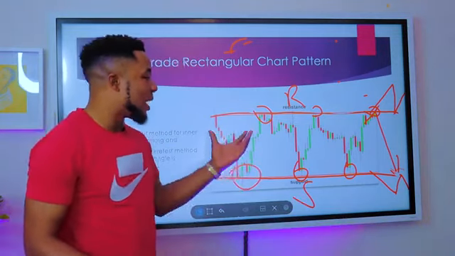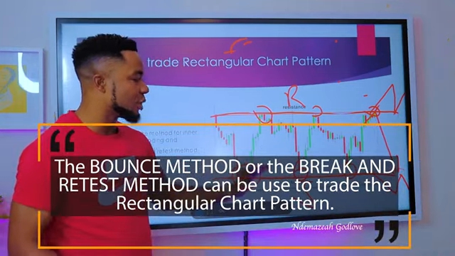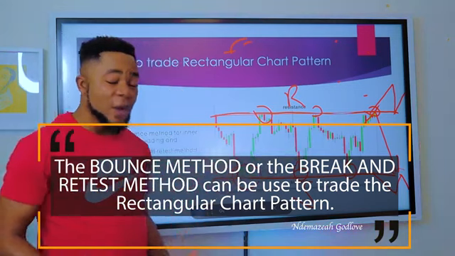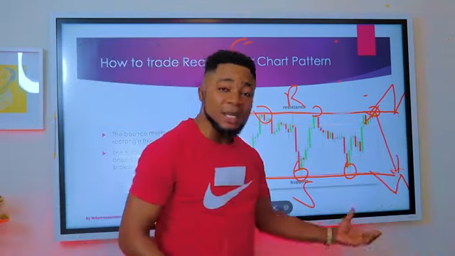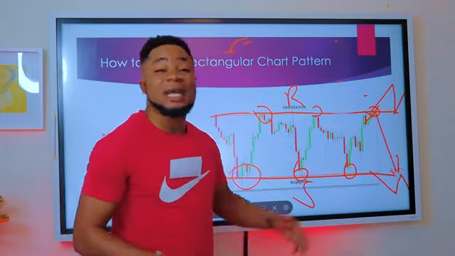So that is it. You can either trade with what we call the bounce method, where you wait for the market to bounce on support and resistance. You're always buying on support and selling on your resistance. Or you wait for the market to actually break that structure, because it's going to break that structure at a point in time. It's not going to be bouncing like this forever.